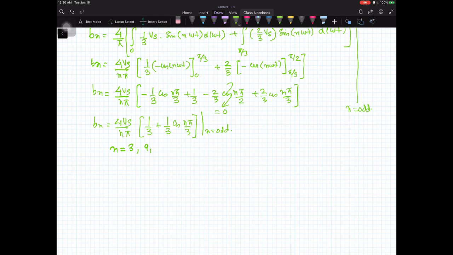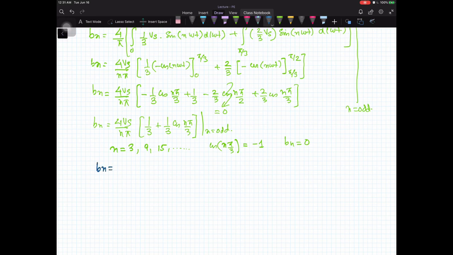Next is 12, that will also be absent, right? And then 15. So if you evaluate the cos n pi by 3 term for these values, that will be equal to minus 1, and for these values your bn will be equal to 0, right?